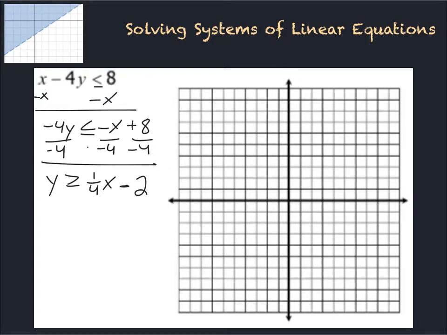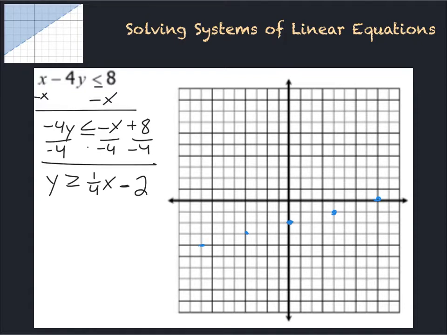So I'll do this line in blue. Your y-intercept is going to be negative 2, which is here, and your slope is rise 1, run 4. Rise 1, run 4. Or we could go down 1 to the left 4. Go down 1 and to the left 4.